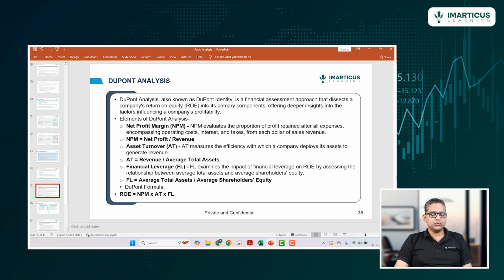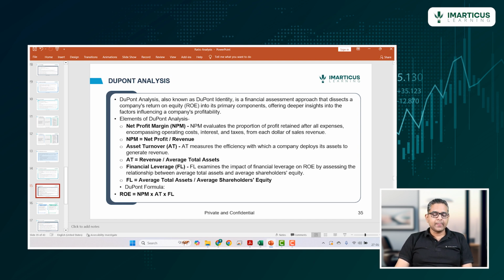Let's assume case 2 where net profit margin and financial leverage are the same, and asset turnover ratio is going up. If asset turnover ratio is going up and that is why ROE is going up, that is also a good sign, because that means the company is able to more effectively use its assets to generate revenues. So that's also a good sign.